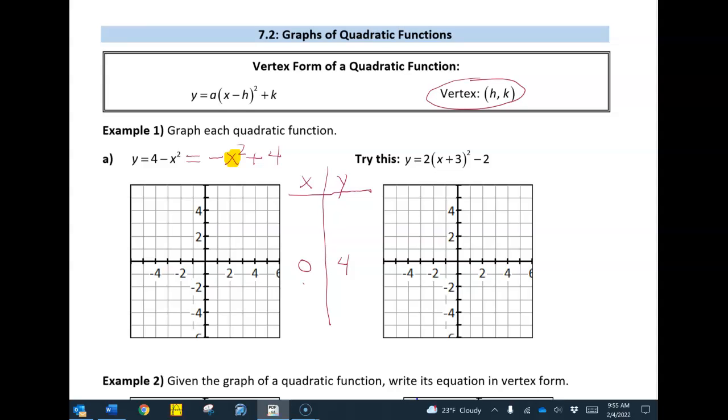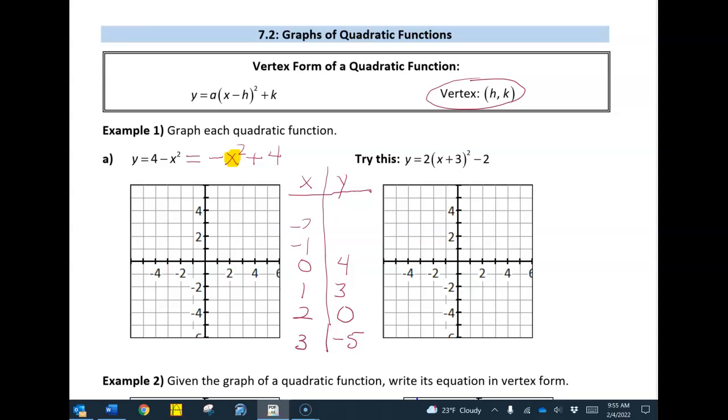And then let's plug in 1, 2, 3 above 0. So if I plug in 1, we have to square it and then take the opposite of it. So that's negative 1 plus 4 is 3. Plug in 2, square it, that's 4. Take the opposite, that's negative 4 plus 4 is 0. Same thing with 3. We have negative 9 plus 4, which is negative 5.